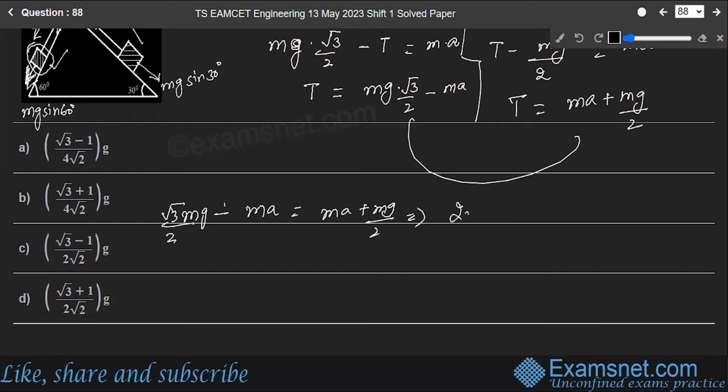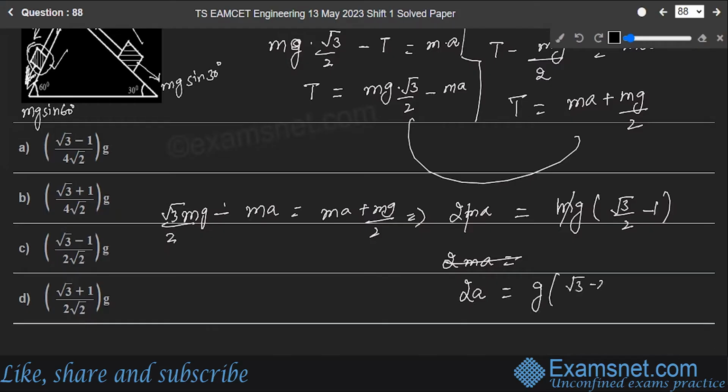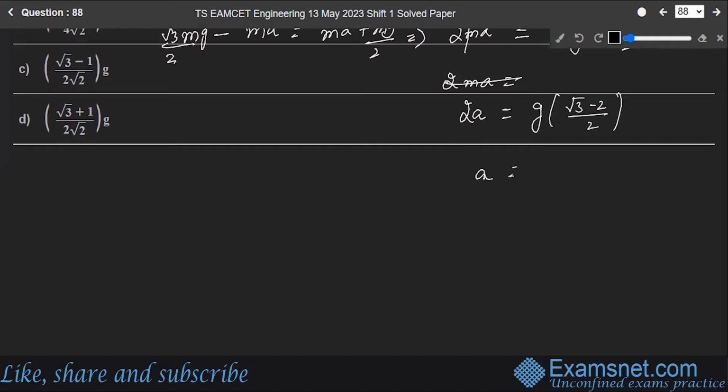I'm taking this like 2ma is equal to mg. I'm taking common, root 3 by 2 minus 1. Okay, so you have 2 into ma is equal to m, and m will cancel. I will write down twice of a is equal to g into root 3 minus 2 upon 2. Or you have a is equal to g into root 3 minus 2 upon 4. This is your value for the a.